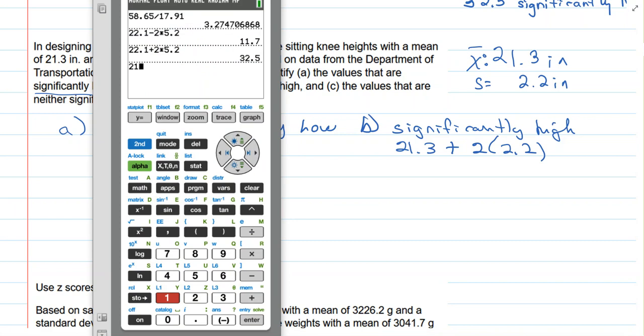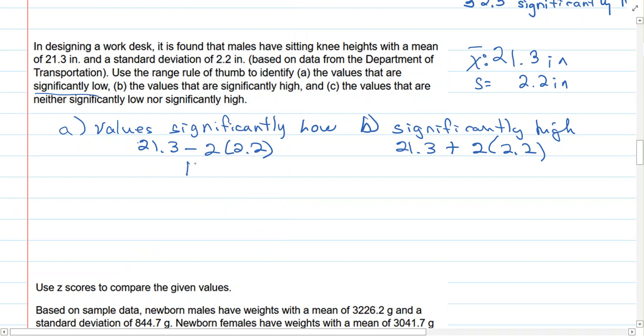21 and 3/10 plus, or I'm going to do the minus, 2 times the 2 and 2/10, and I get 16.9 or less.